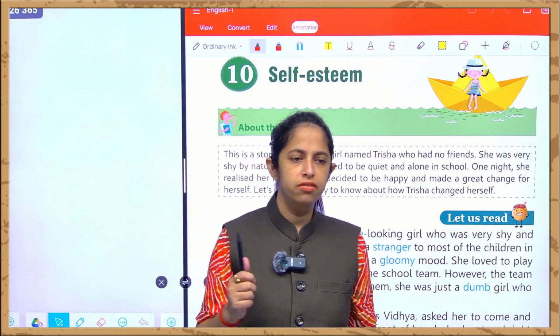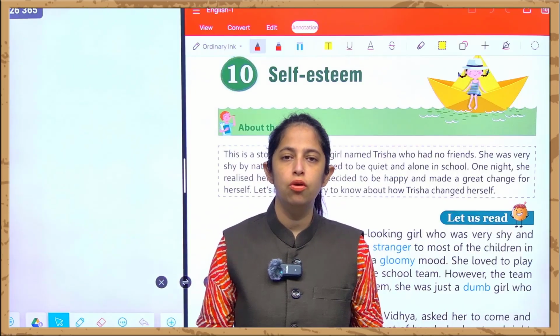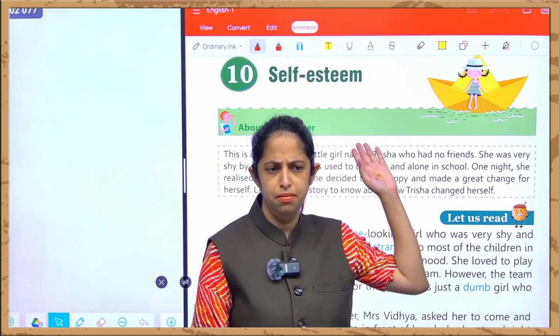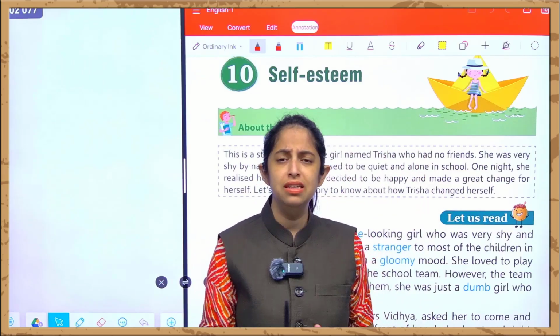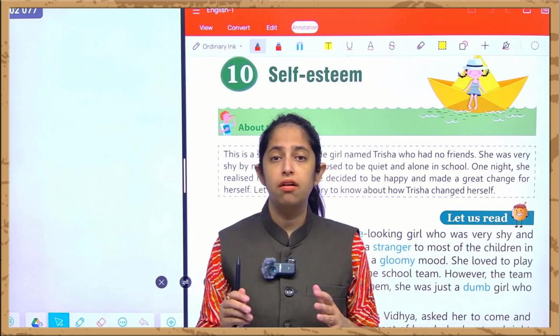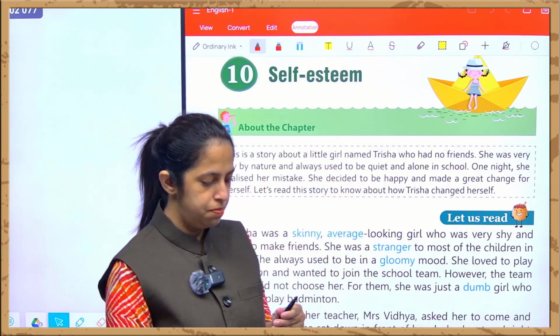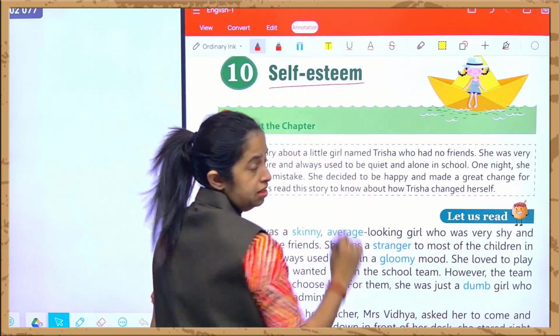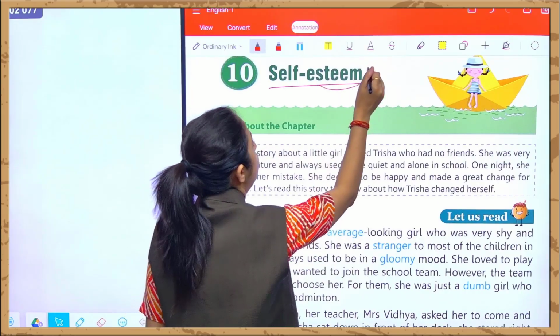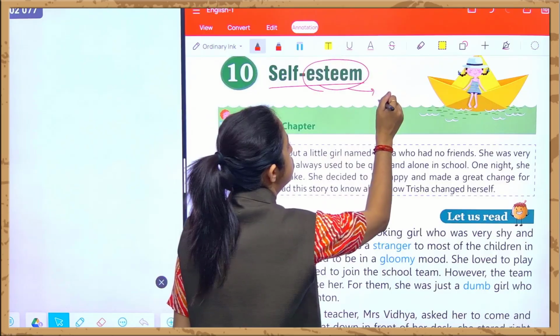So, before starting with the chapter, I would like to explain to all of you the meaning of esteem. Esteem का मतलब क्या होता है? Esteem means to give respect. A great respect for someone is meant by esteem. So, let's begin. Self-esteem. Okay. What do you mean by esteem? Esteem means great respect.